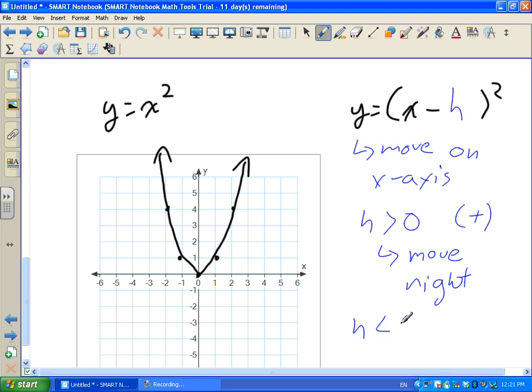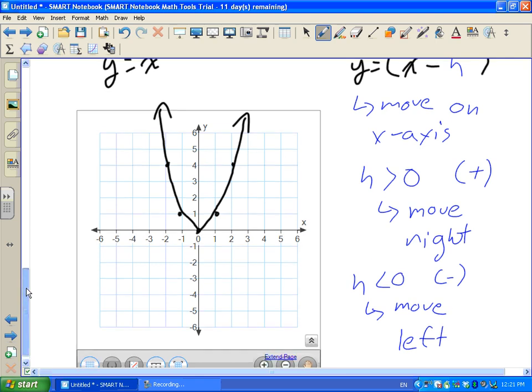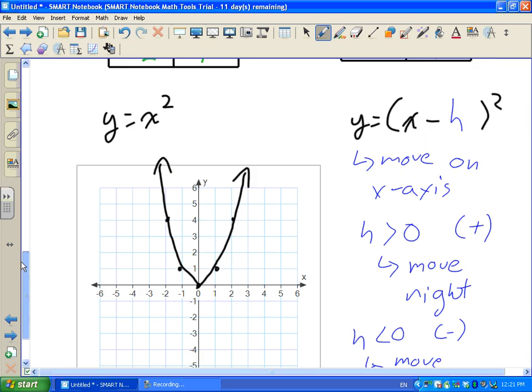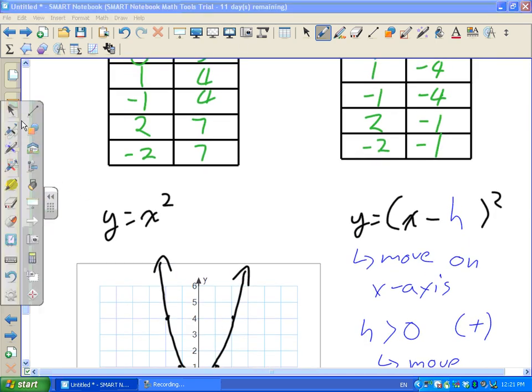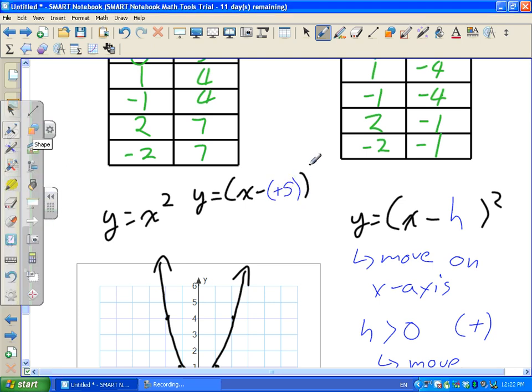When h is less than 0, negative, we move left, or in the negative direction. Now, that's going to look a little funny, but I'm going to explain why this rule is. So, when I go to plug in a number for this, y is equal to x minus, I'm going to use the number positive 5. I'm going to plug that in for h, in brackets squared.